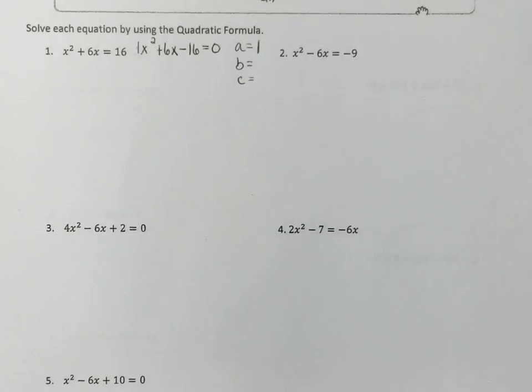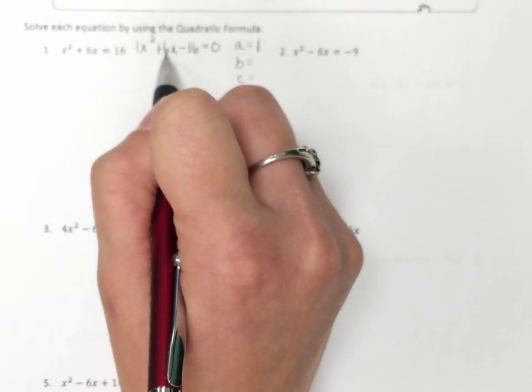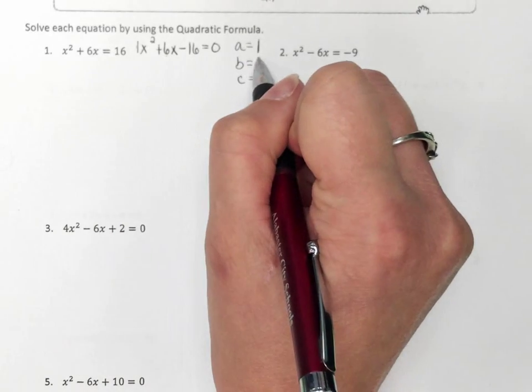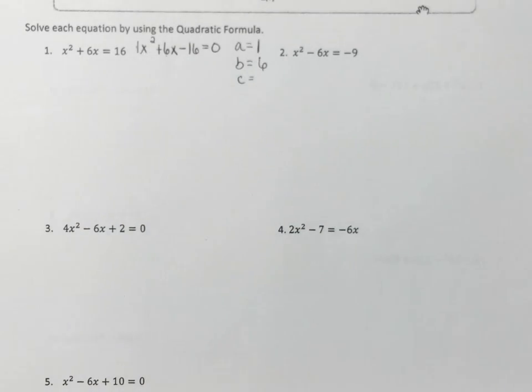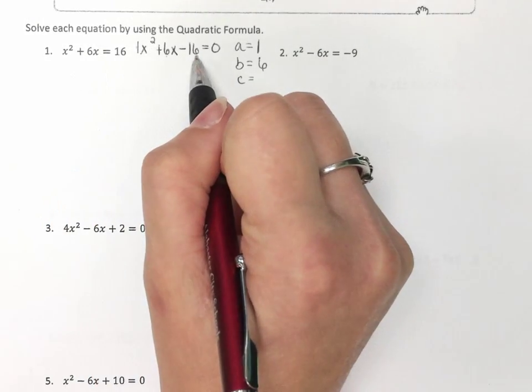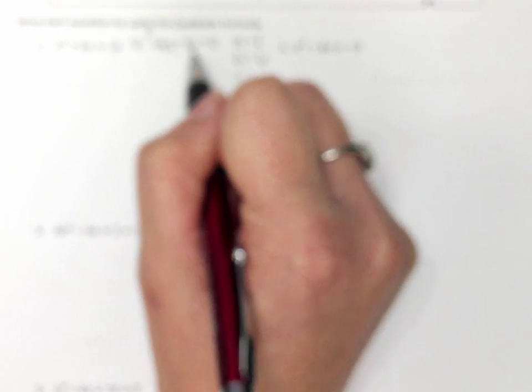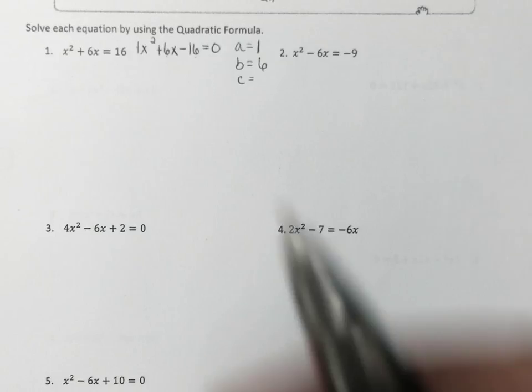B is your second number, including your sign. So what is B? Positive or negative 6? Positive. There you go. All right. C is your constant, or your last number. What's your constant? Negative 16. Negative 16. Very good.